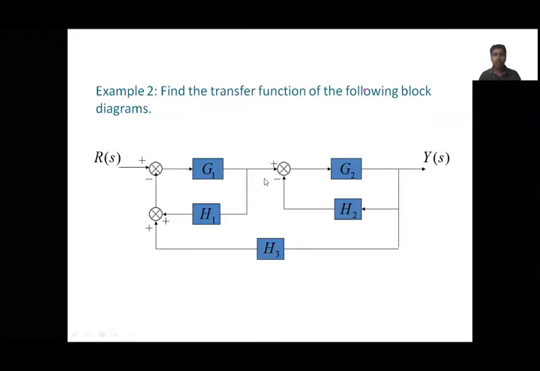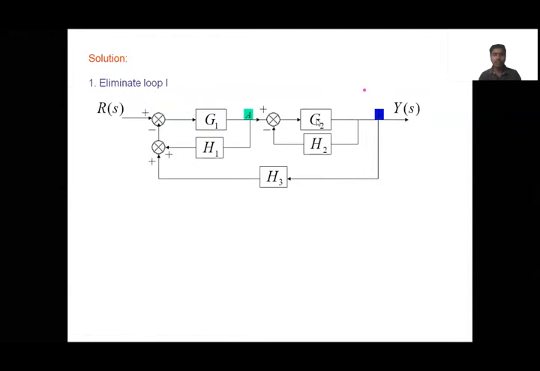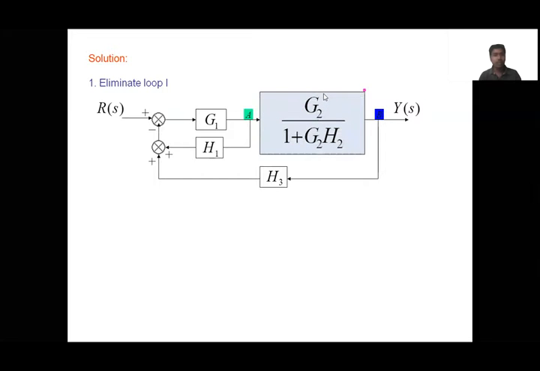So there is no cascade and parallel connection, we have loops only, so we'll concentrate on the loops. So we'll see the solution. First eliminate loop 1, say this is loop 1 and this is loop 2. We'll eliminate the first, so eliminate this loop. Simply this is combined like this, already we know this formula. And now we'll come to the second loop.